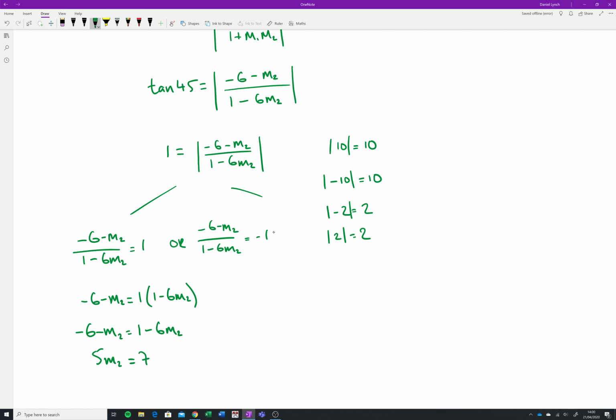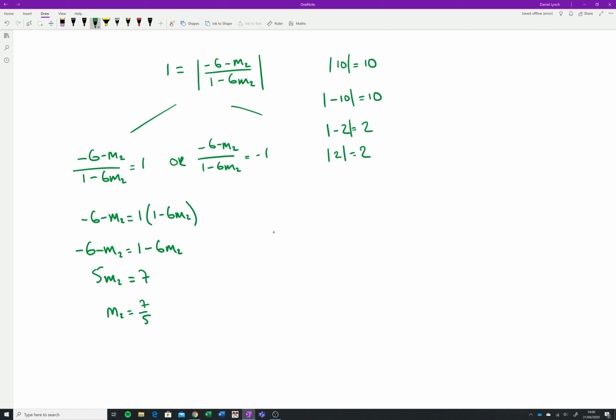So we get that m2 is 7/5. That is one of the equations that will do it. Probably worth talking about why there are 2 equations. Well, if you just think of one line here, and if you were to do another one where you create 45 degrees, yeah, that's perfectly plausible. But there could be another one that also does 45 degrees. So it's definitely possible for there to be more than one answer with these sorts of things.